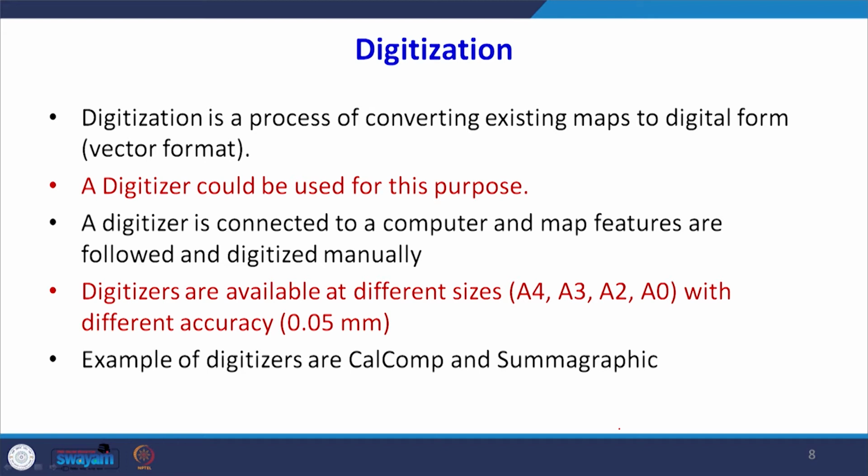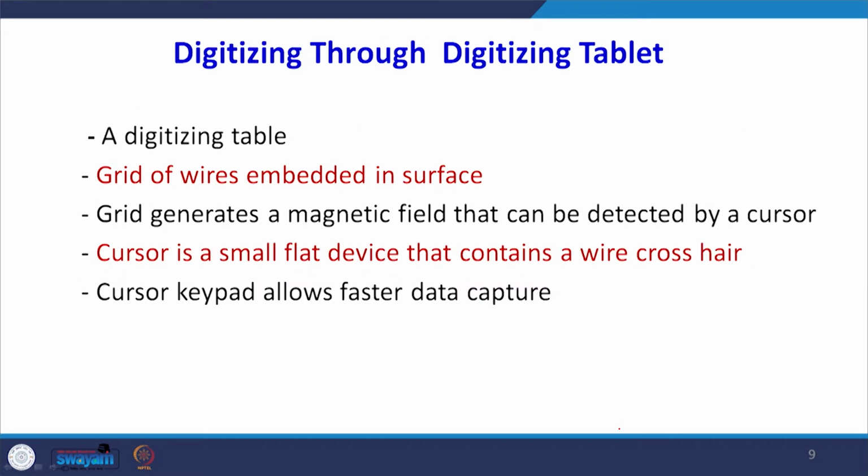There are many companies in the market, such as HP, Calcom, and Suma Graphics, which can make the digitizing table available to you. So if we learn how to use this digitizing table, it is a flat kind of platform, a table. It has three layers.